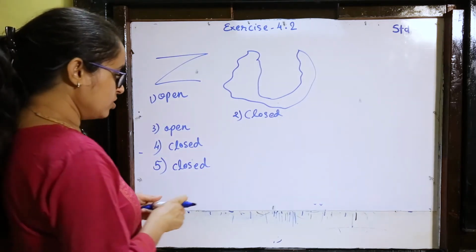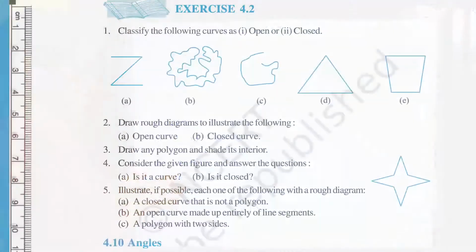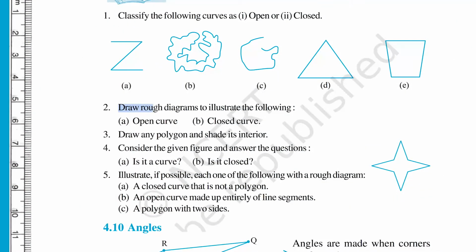Now we'll move on to question number 2. Question number 2 is: draw a rough diagram to illustrate the following. First is open curve.